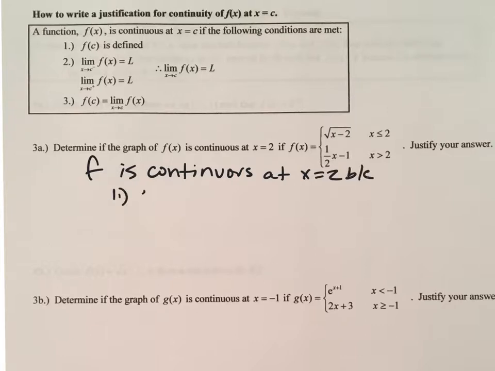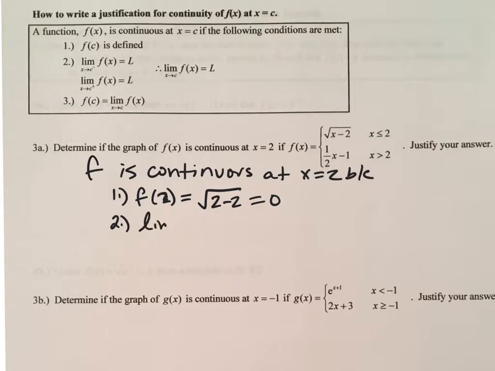Number one, f of 2. Well, let's figure out what f of 2 is. So we'll go to our function definition, and let's see, which part do we use? Here, when x is less than or equal to 2, we should use this function definition, the square root of x minus 2. So that's equal to the square root of, I'm going to replace x with 2, square root of 2 minus 2, which is equal to 0.